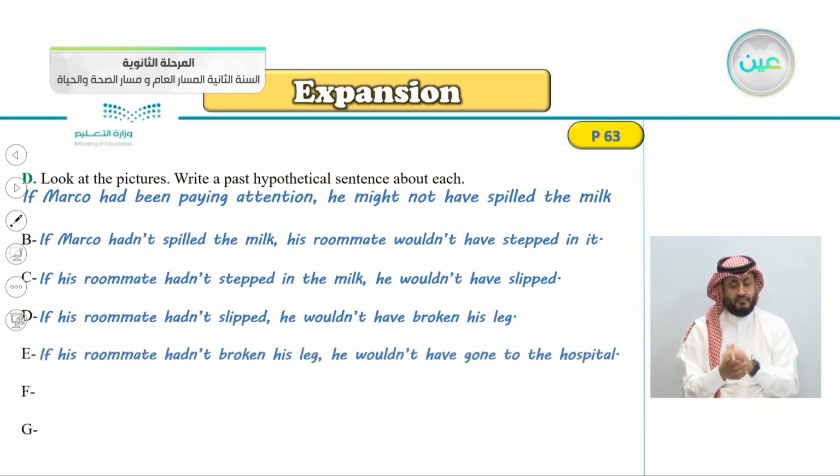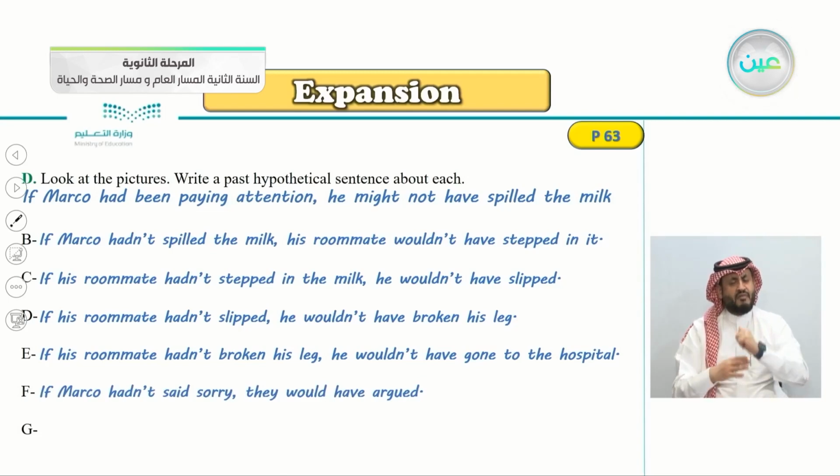If his roommate hadn't broken his leg, he wouldn't have gone to the hospital. You can see in the picture that now he is in the hospital because he broke his leg, because he slipped on the milk that Marco spilled. If his roommate hadn't broken his leg, he wouldn't have gone to the hospital. Picture number F. Yes, if Marco hadn't said sorry, they would have argued.